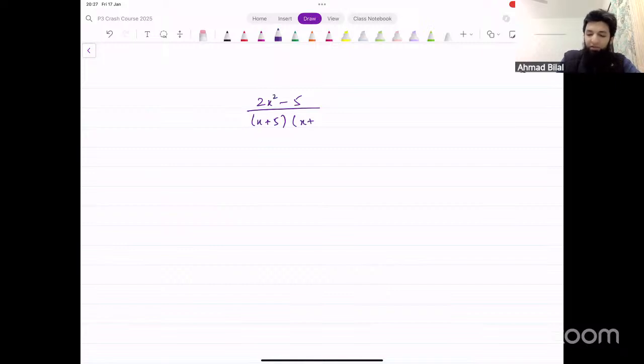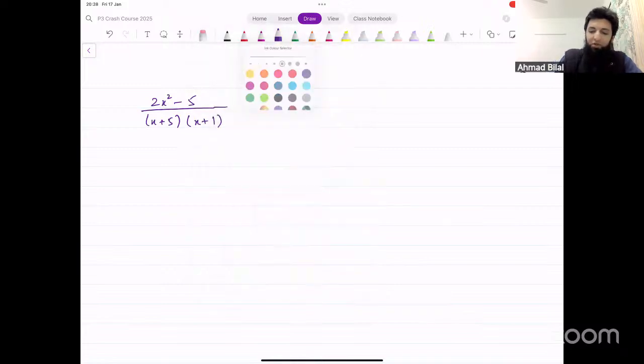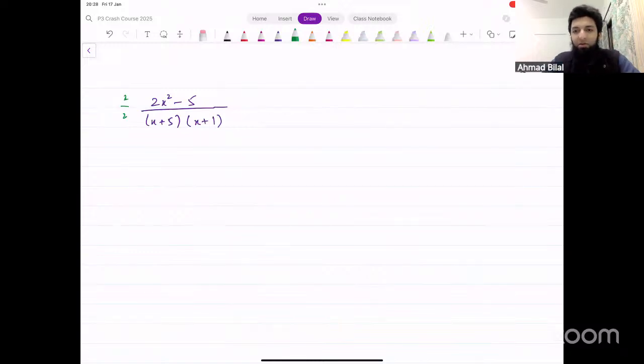In the denominator, we had x plus 5 into x plus 1. Let's say we had to find partial fractions for this. Now, is this proper or improper? This is improper because the numerator has a degree of 2 and the denominator has a degree of 2 as well. Okay, this is an improper fraction. Now, how do we find the partial fractions for this?